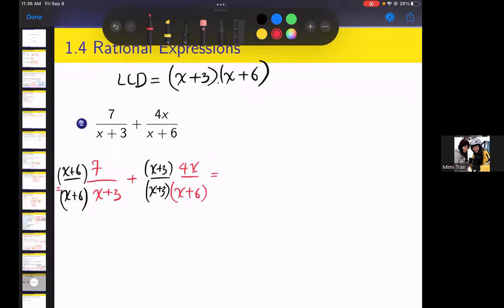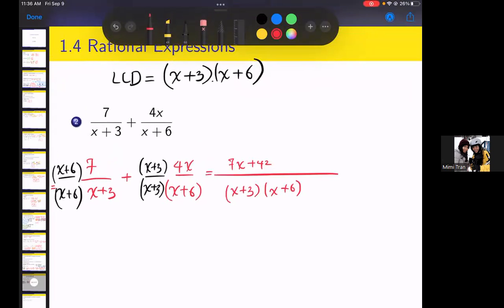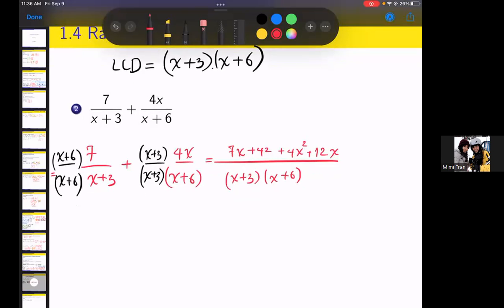Okay, and now the denominator is x plus 3 times x plus 6. Again, leave it in factored form. The top, I'm going to distribute the 7, so 7x plus 42, plus 4x times x is 4x squared plus 12x. Combine like terms and write it in descending order: 4x squared plus 19x plus 42.